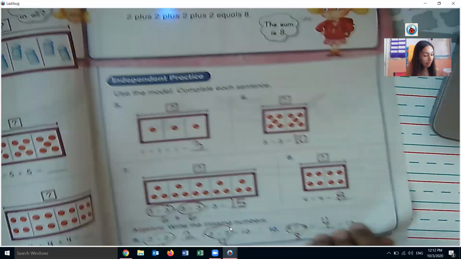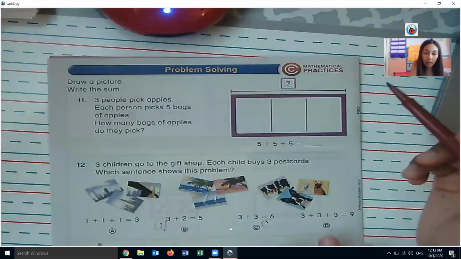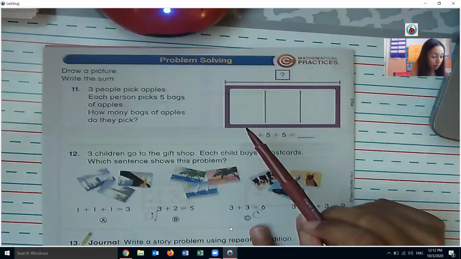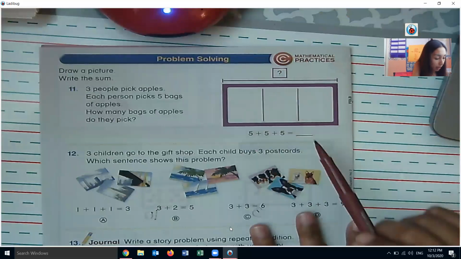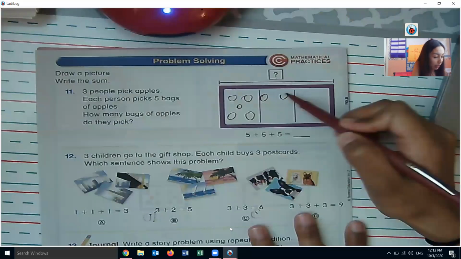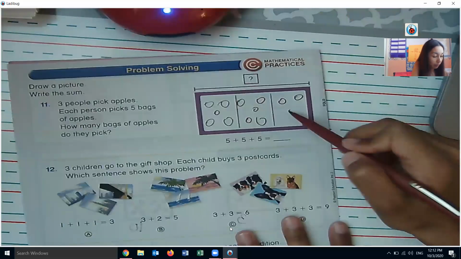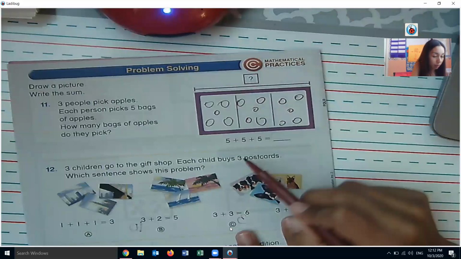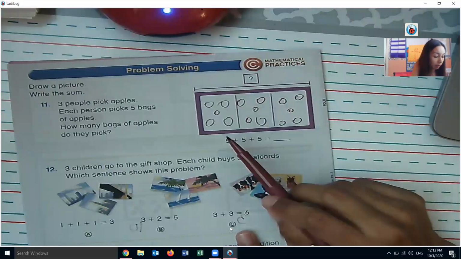Onto the back side, 3 people pick apples. So these are the boxes for the 3 people. Each person picks 5 apples. How many apples do they pick? 5 plus 5 plus 5. We can skip count. 5, 10, 15.